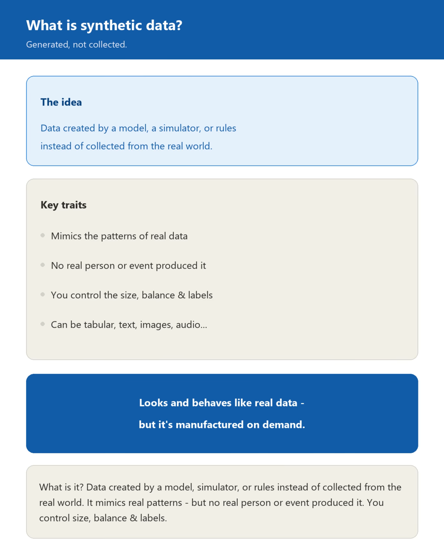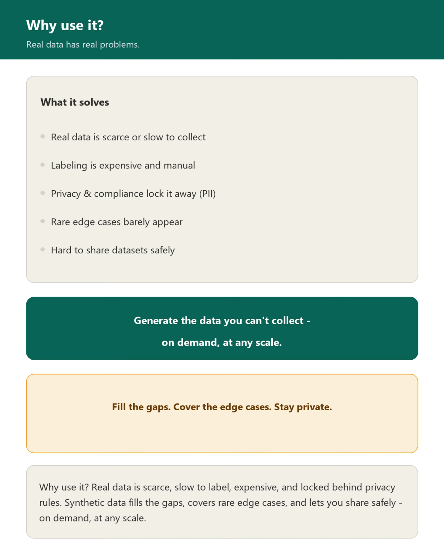Instead of collecting data from the real world, you generate it with a model, a simulator, or a set of rules. It looks and behaves like real data, but no real person or event produced it. Why bother? Real data is often scarce, expensive, slow to label, or locked behind privacy rules. Synthetic data fills the gaps, covers rare edge cases, and lets you share safely without exposing anyone's private records.